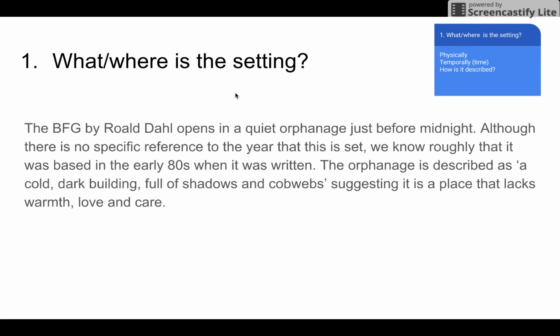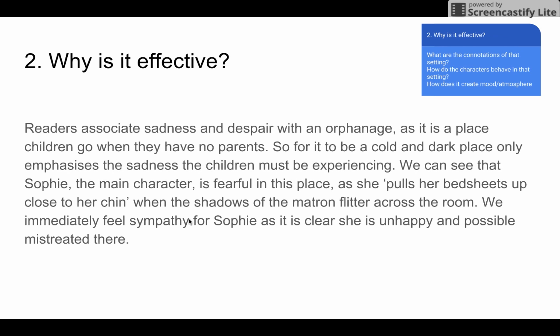So in this section, I'm talking about what and where the setting is. You can see that my answers here are 4 sentences, 3 sentences. That's all I've written. So pause that and have a read.